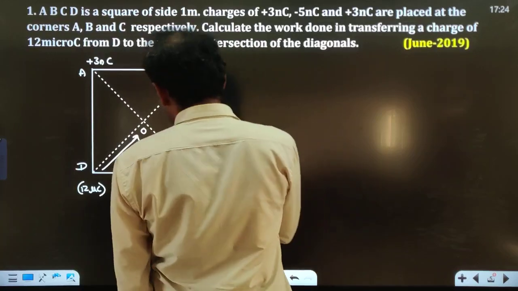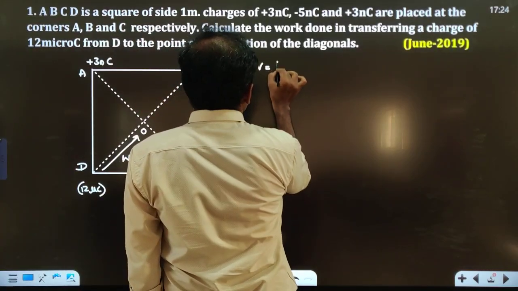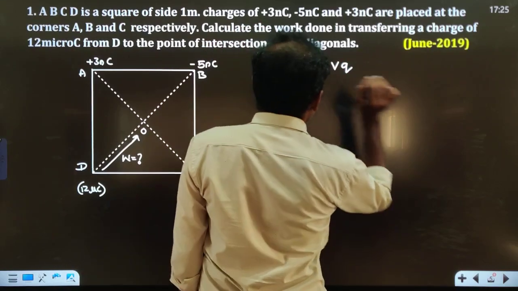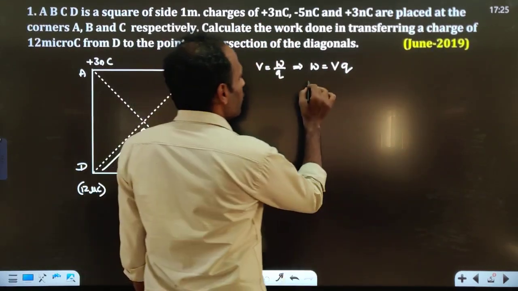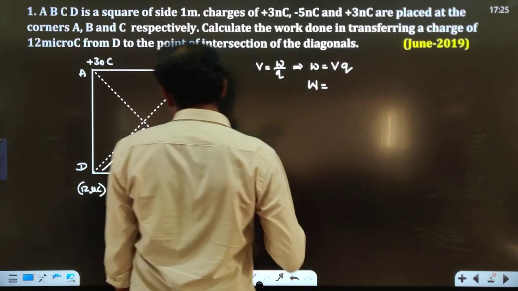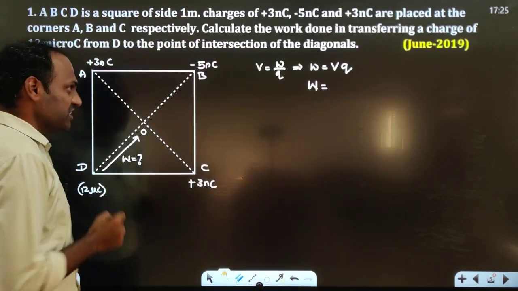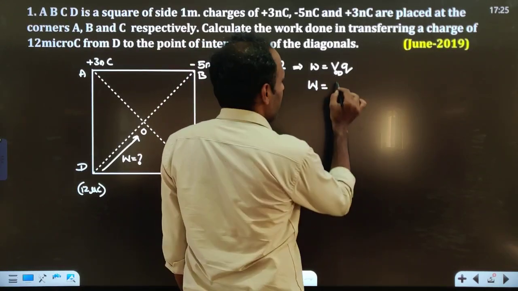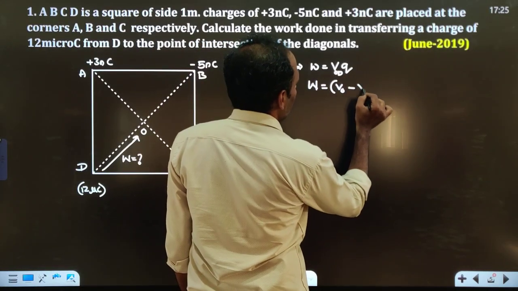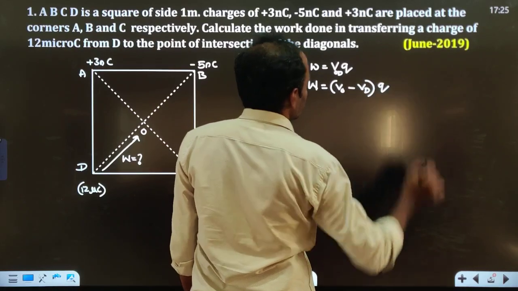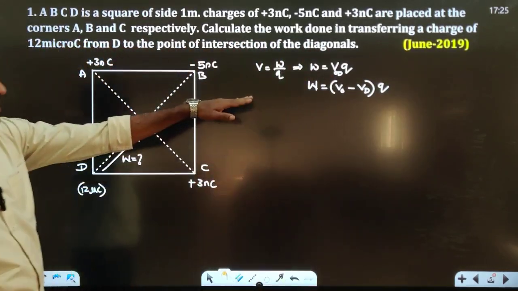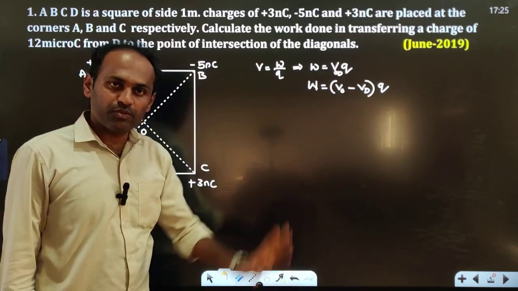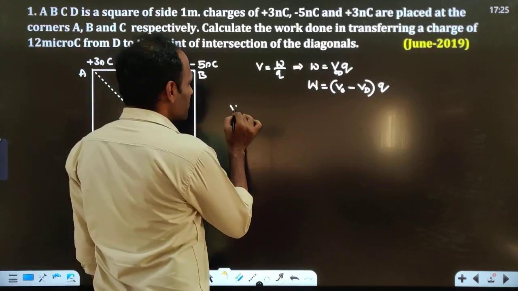Very first thing is, to calculate work done, we know very well, potential means work done per unit charge. So work done is equal to potential into charge, or potential difference into charge. Since you are moving the charge from D to O, final point is O, initial point is D. That's why I have to take the potential difference between O and D. It means potential at point O minus potential at point D, into the charge Q. By using this formula, we'll calculate the work done. So first you have to calculate potential at O as well as potential at D. How to calculate potential at O now?